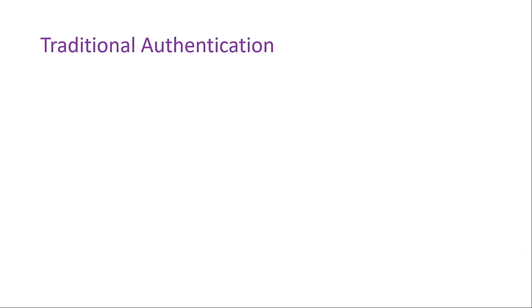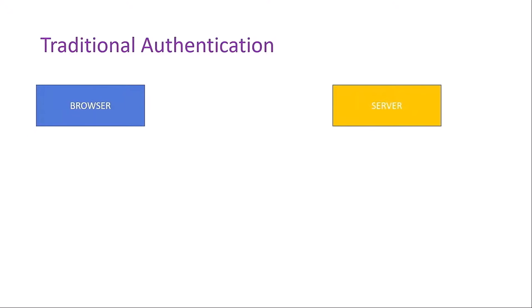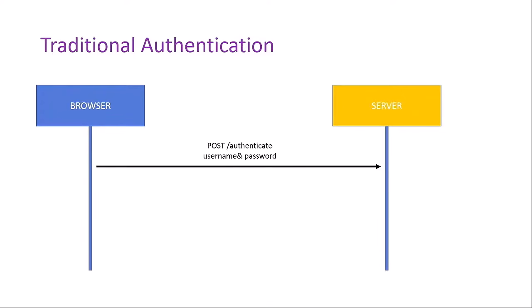The traditional authentication is also known as cookie-based authentication or even server-based authentication because a session is securely created by the server and stored in the server's memory. And this authentication type works this way. So you typically have a browser and a server. Then when you want to authenticate the users, you send a POST request to, let's say, the Authenticate API endpoint by providing the username and password. Then this server will check if these credentials exist in the database.